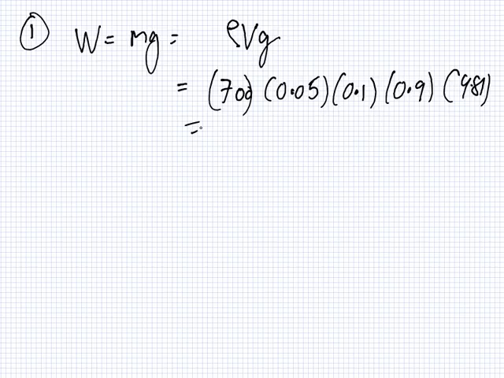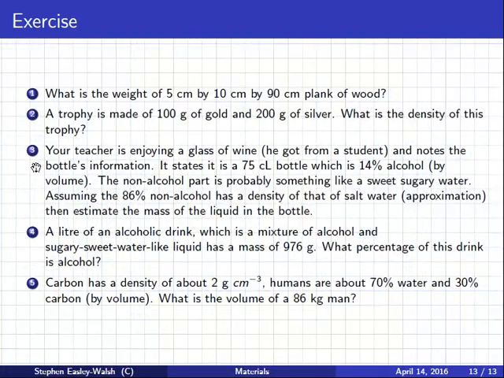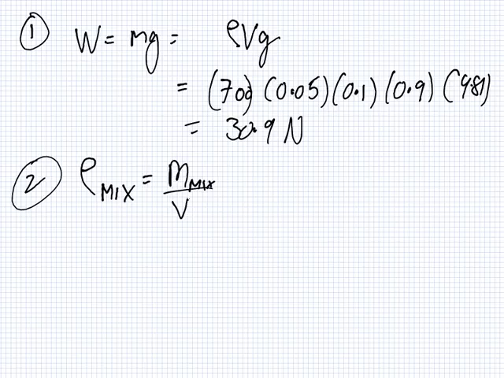100 grams of gold mixed with 200 grams of silver. What's the density? So, the density of the mixture is the mass of the mixture over the volume of the mixture, which is the mass of the gold plus the mass of the silver. And then we have density as mass over volume. So volume is mass over density. So this would be the mass of the gold over the density of the gold plus the mass of the silver over the density of the silver.